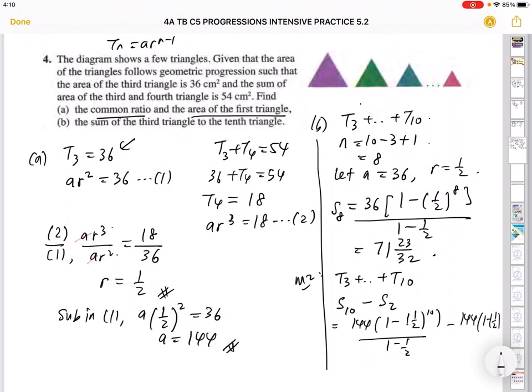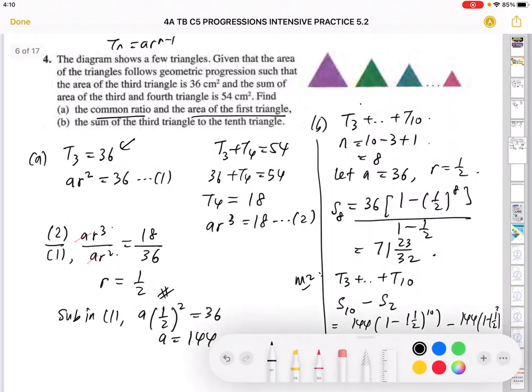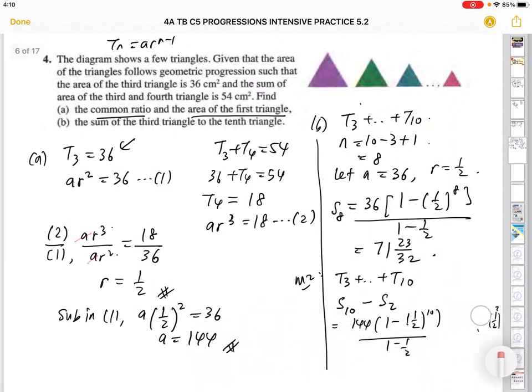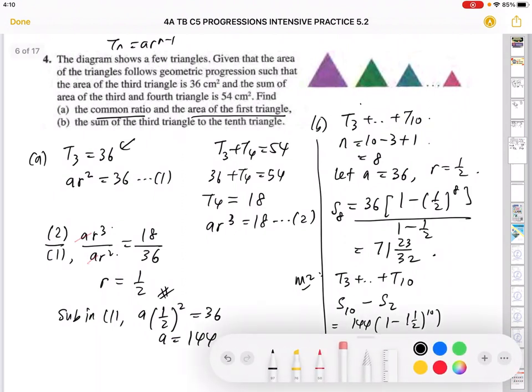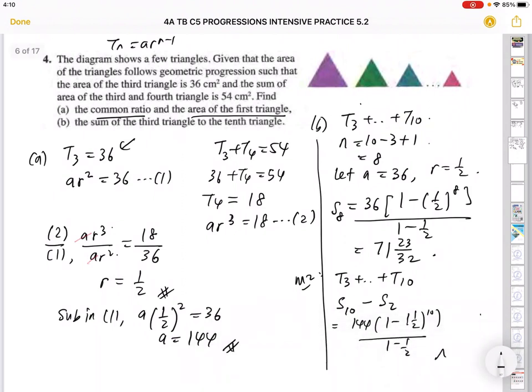Sorry, I don't have enough space. Maybe I should squeeze everything inside here, right? I put minus 144(1 minus half power 2) over 1 minus half. So use your calculator, and this sum is still the same. But I would recommend method 1, since it is easier when I already know the value of my third term. I don't have to subtract two separate sums. Okay, all right, let's move on to the next one.